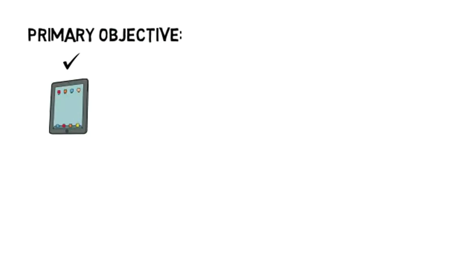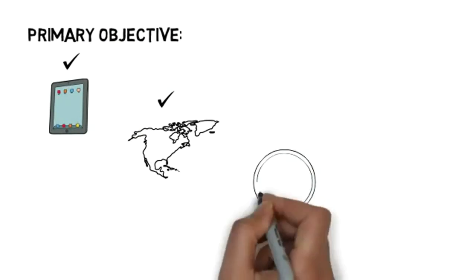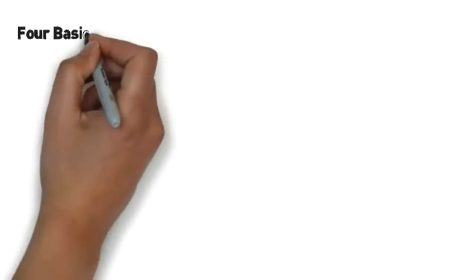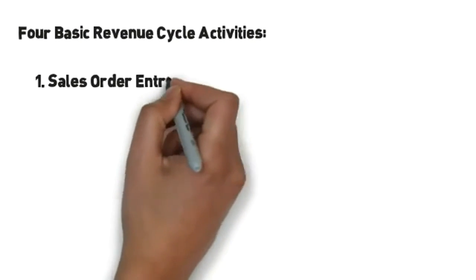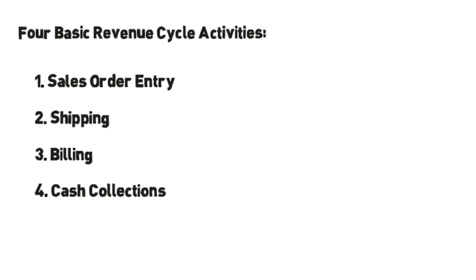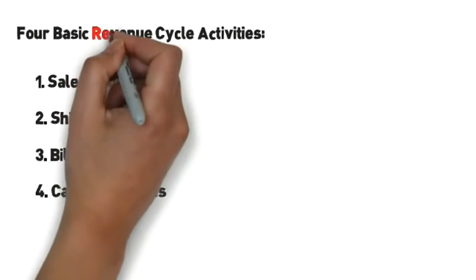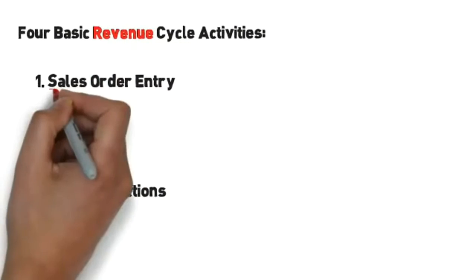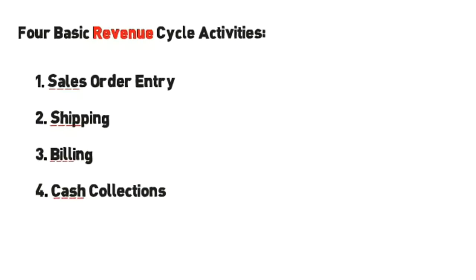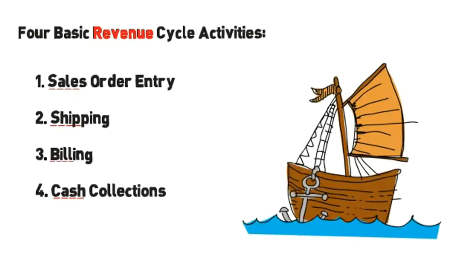Let's look at the primary objective of the revenue cycle. It's to provide the right product in the right place at the right time for the right price. Now there are four basic revenue cycle activities: sales order entry, shipping, billing, and cash collections. Here's an easy way to remember these activities. If you want to make revenue, sail a ship with Billy cash. Sail a ship with Billy cash.